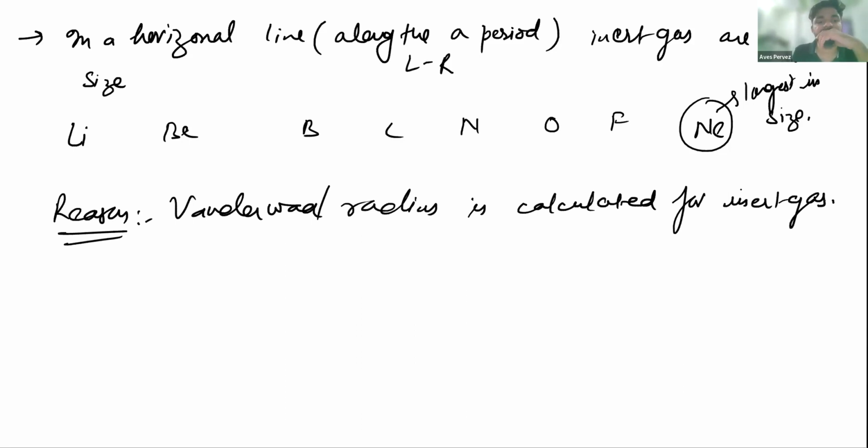Next. So we can have neon, then lithium, then beryllium, boron, carbon, nitrogen, oxygen, fluorine.